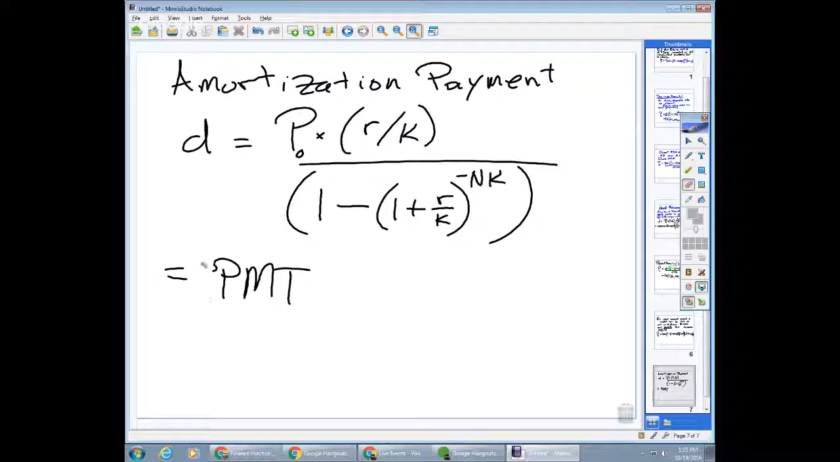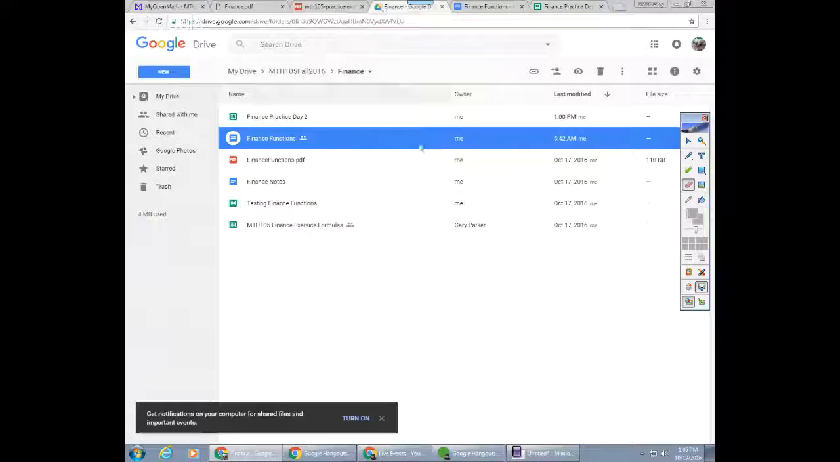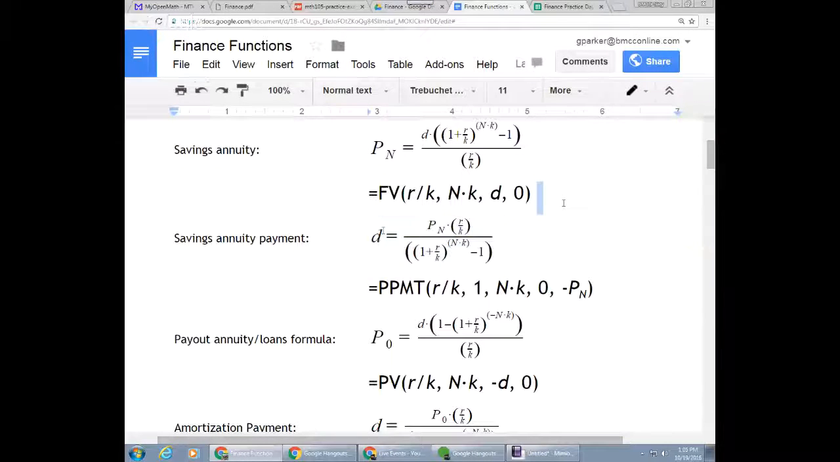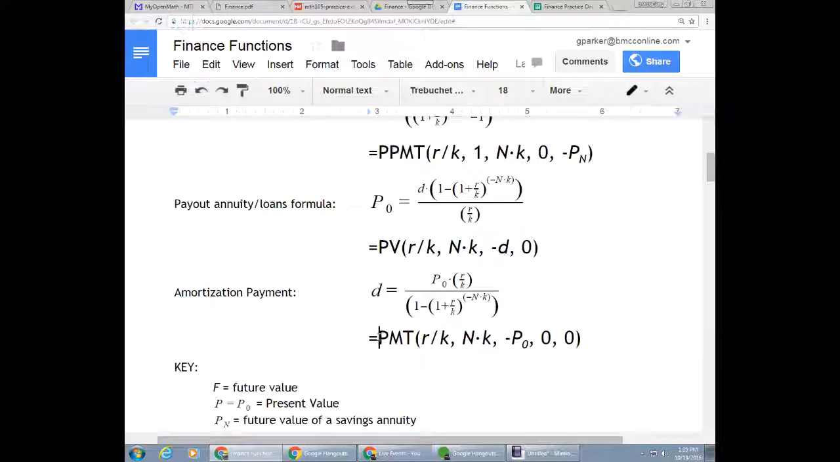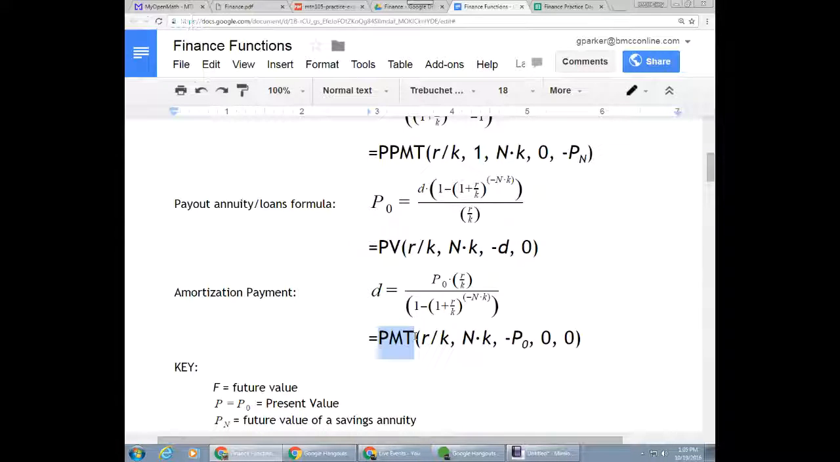So if you want to figure out a payment on a payout annuity, it's PMT. If you want the payment on a savings annuity, it's a PPMT. So notice that cheat sheet I gave you the other day, right here. Savings annuity payment is a PPMT. I did not mistype that. It's 2 P's. A payout annuity reversed is just a PMT on a spreadsheet. Okay, don't mix those two up. Otherwise, you do not get the right answers. You enter almost the same stuff in a different order.